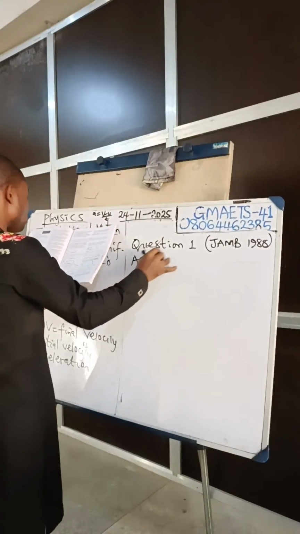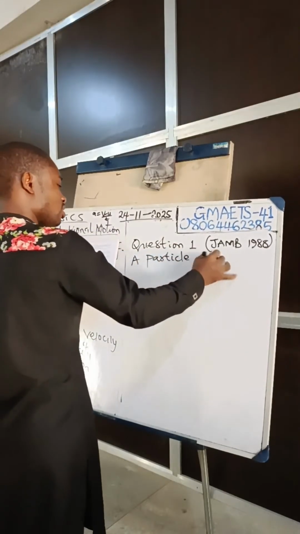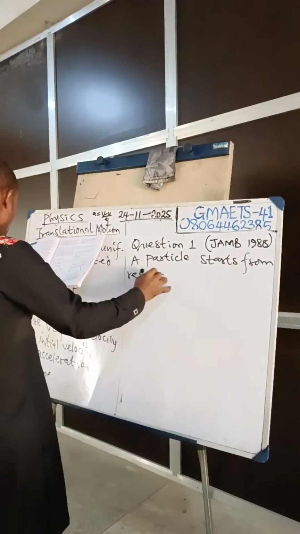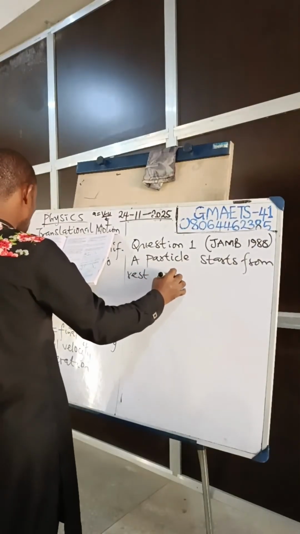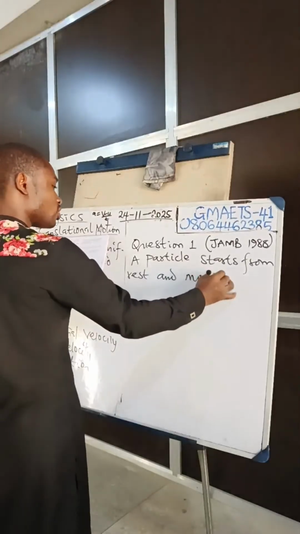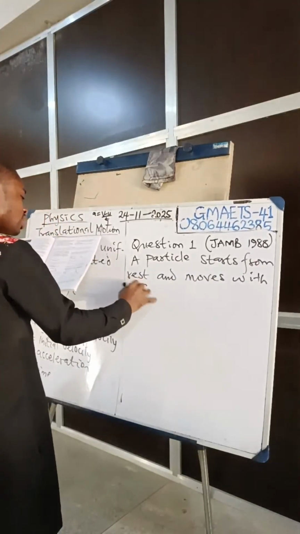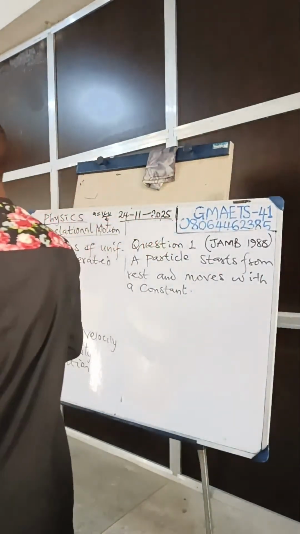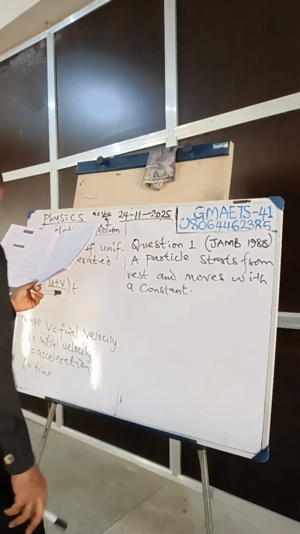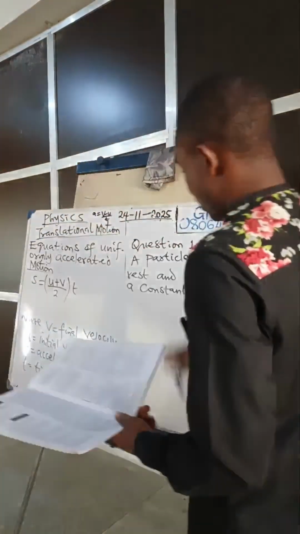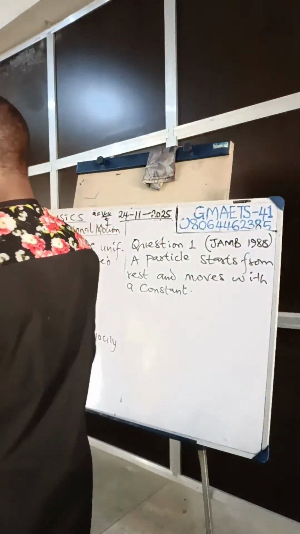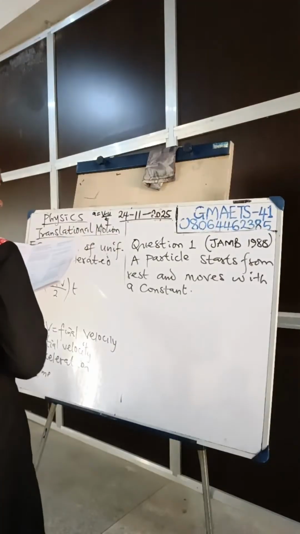A particle starts from rest and moves with a constant acceleration. If you have your past question, I am dictating this question from page 12 of your past question. Have you seen it? Page 12. That is actually question 7 of page 12, but according to our own question numbering, this is our first question under this part of motion. Page 12, number 7. Have you seen it? Good.